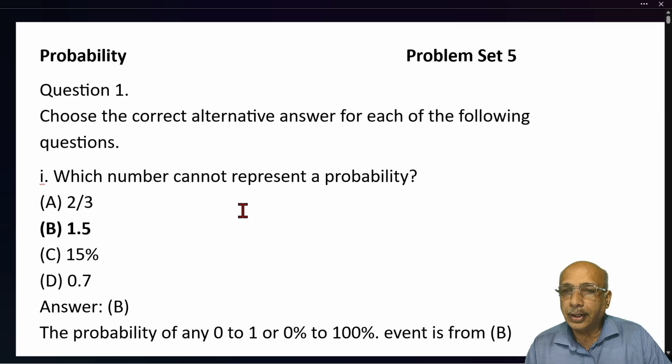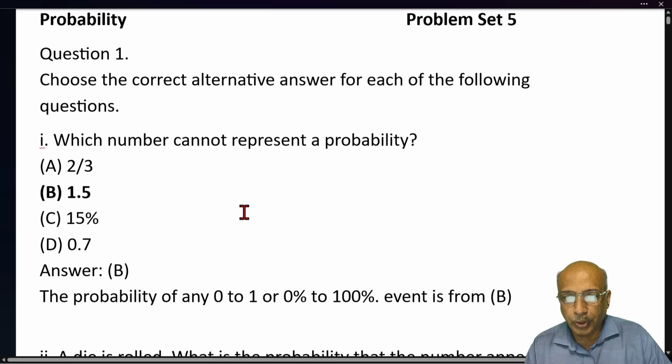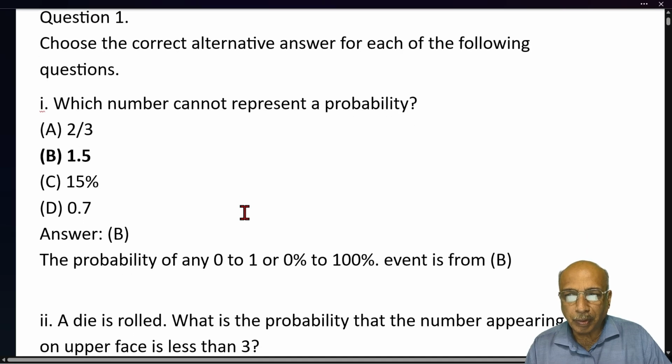Choose the correct alternative answer for each of the following questions. Which number cannot represent a probability? 2 by 3, it will be less than 1. 1.5. 15% means 15 upon 100 is 0.15. D is 0.7. So option will be B. You choose the correct alternative. Please write the option number and the answer in board exam.